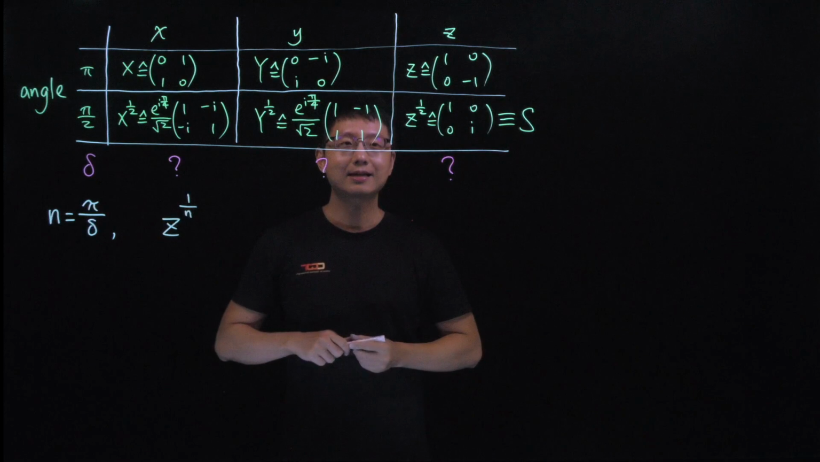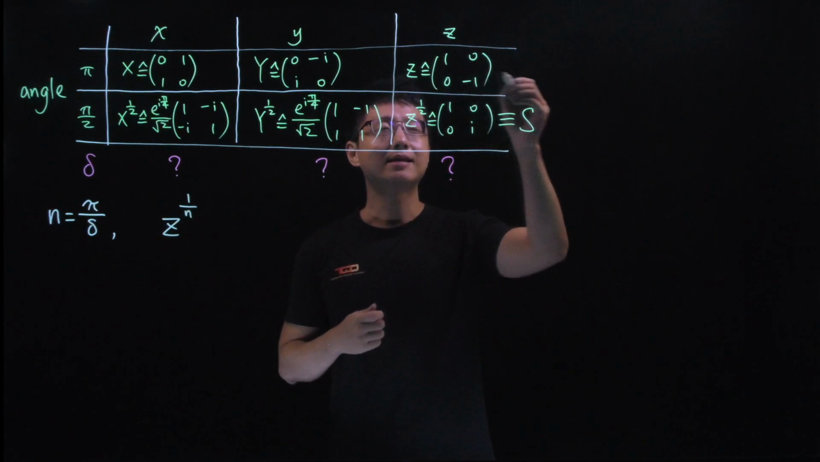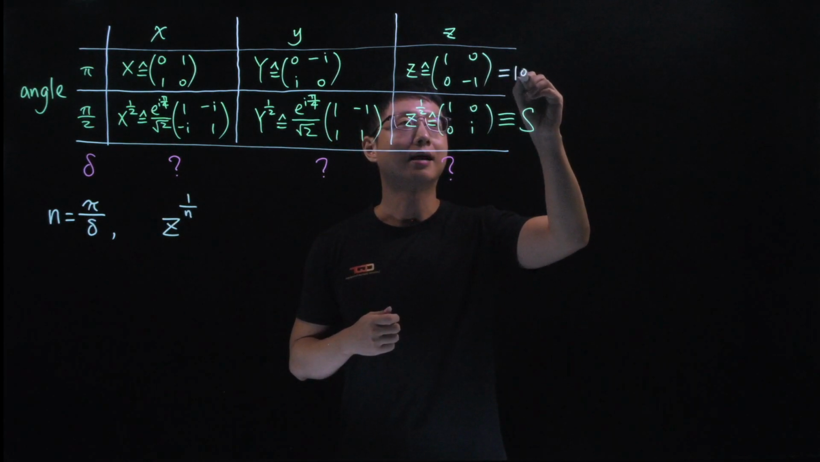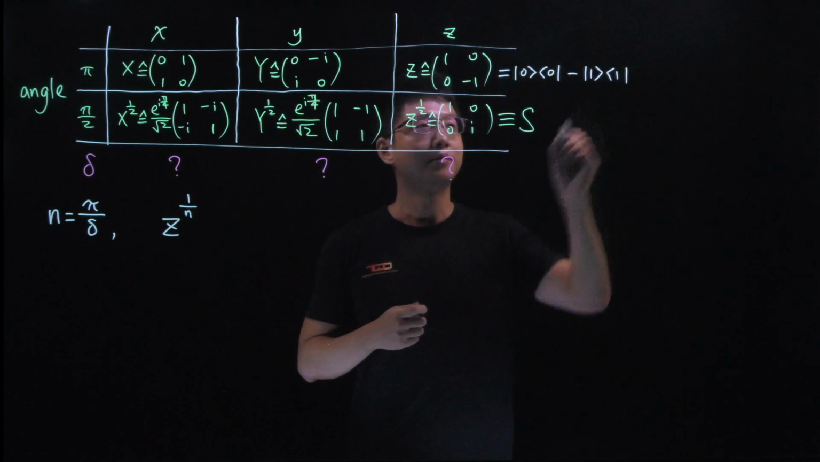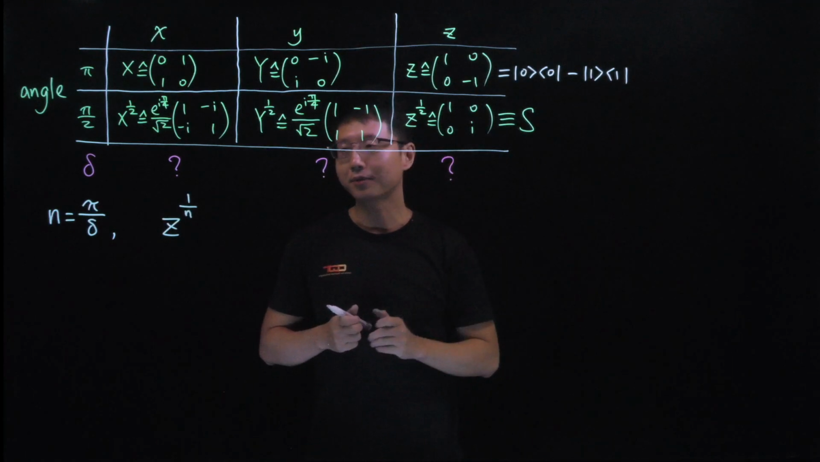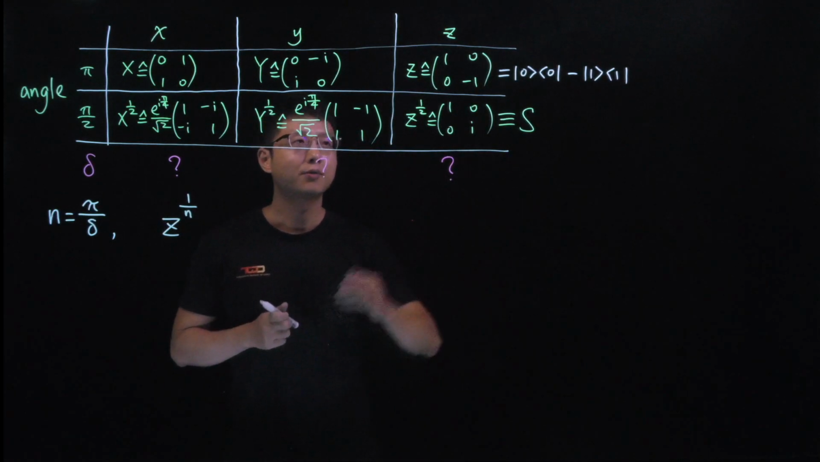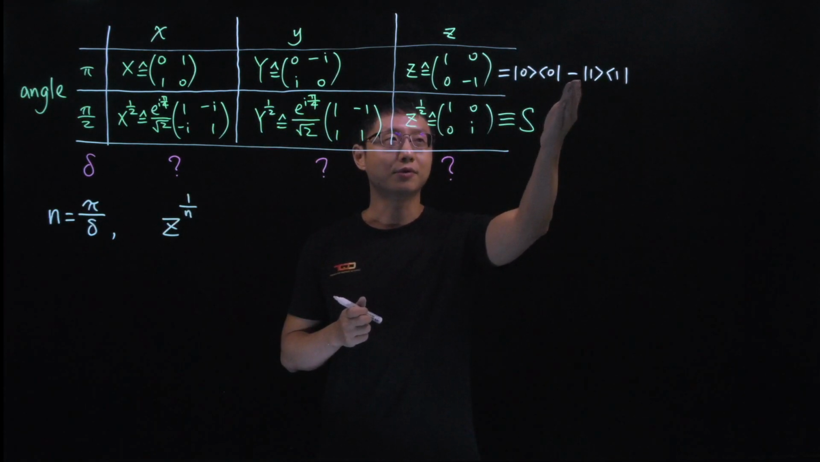So for that, let us remind ourselves again that Z is already diagonal in this eigenbasis, with the two eigenvalues 1 and minus 1. So for its nth root, we need the nth root of 1 and the nth root of minus 1.